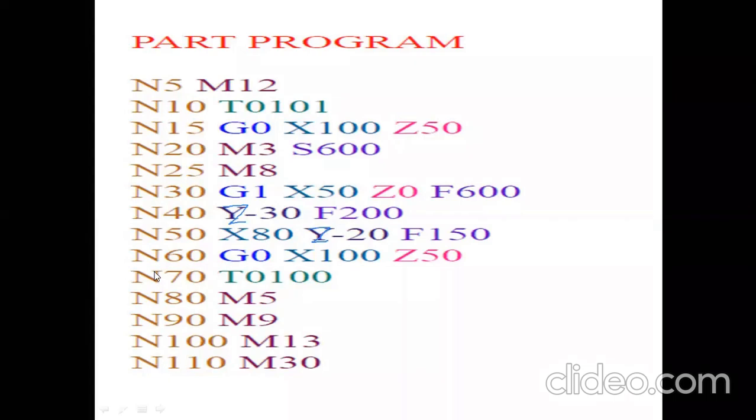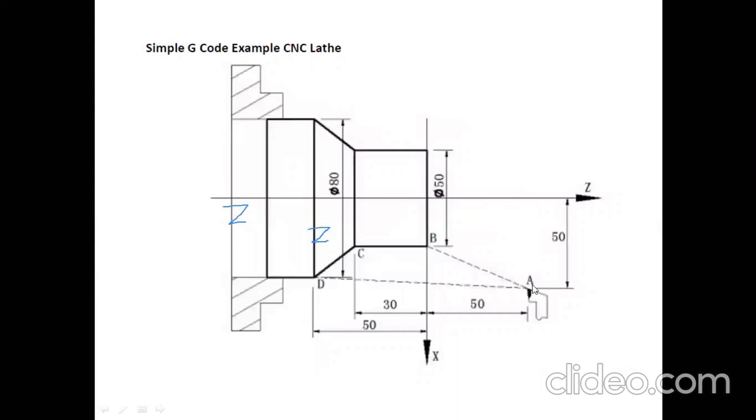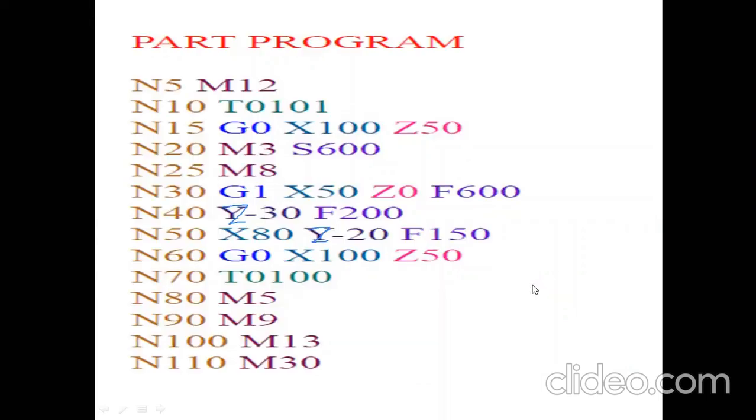N70, after coming your D to the point A, now we have to cancel your offset command of a tool, which is represented by T0100. Now next command N80, next line represents M5. M5, we have to stop the spindle. M5 is the miscellaneous function again, which is provided to stop the spindle.